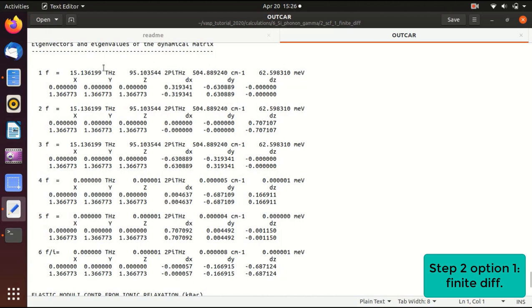So the first 3 modes share the same frequency of 15.136 terahertz. That is actually the optical phonon of silicon. And the later 3 modes share the same frequency, that is around 0, which is the acoustic phonon that has 0 frequency at the gamma point. Okay, so we just copy the frequency here.